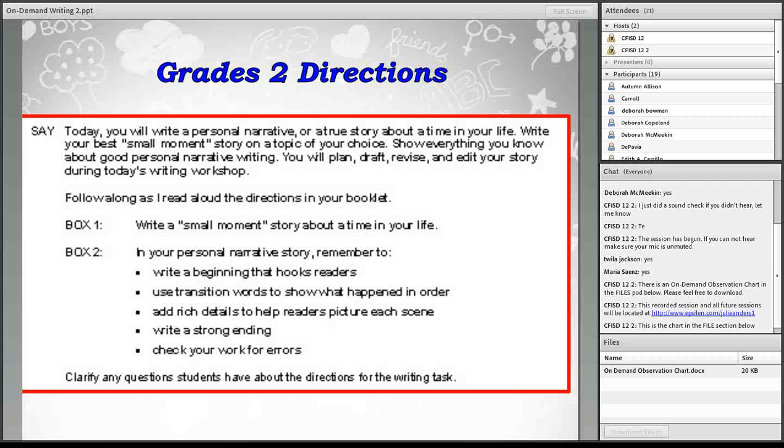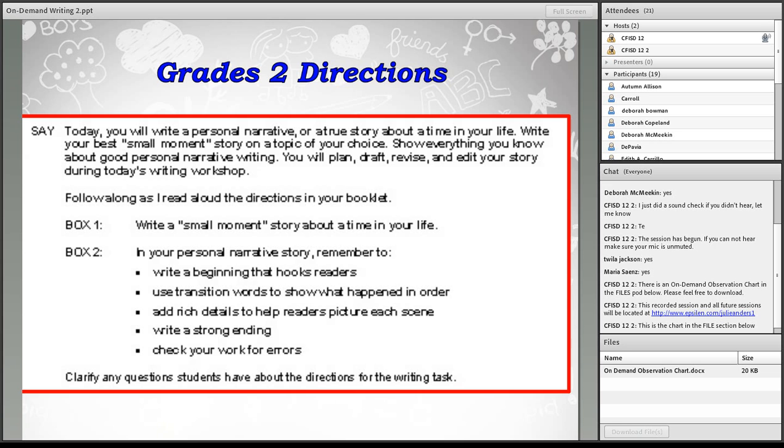Okay, in the grade 2 directions, you'll have something that is very generic. Today you'll write a small moment story, or a true story, about a time in your life. Write your best small moment story on a topic of your choice. Show everything you know about good personal narrative writing. You'll plan, draft, revise, and edit your story during today's workshop. And then follow along as I read the directions in your booklet.